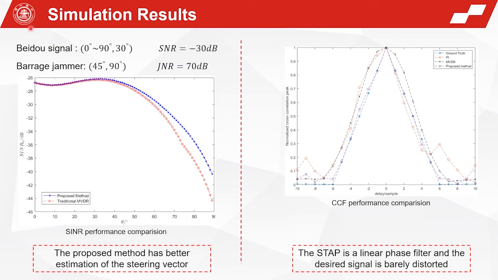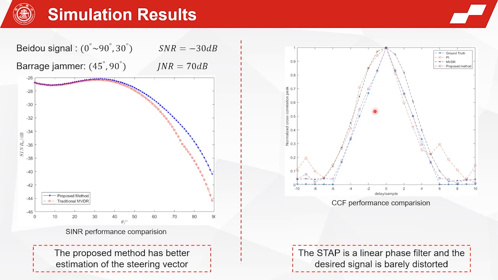Here, another comparison experiment compares the distortion between the proposed method and other commonly used methods, including traditional MVDR and power inversion. Here, the cross-correlation function is used to measure the distortion. All the parameters are set the same as the first experiment, but the weight coefficients are solved by different methods, and the result with the constant bias removed is shown in this figure.